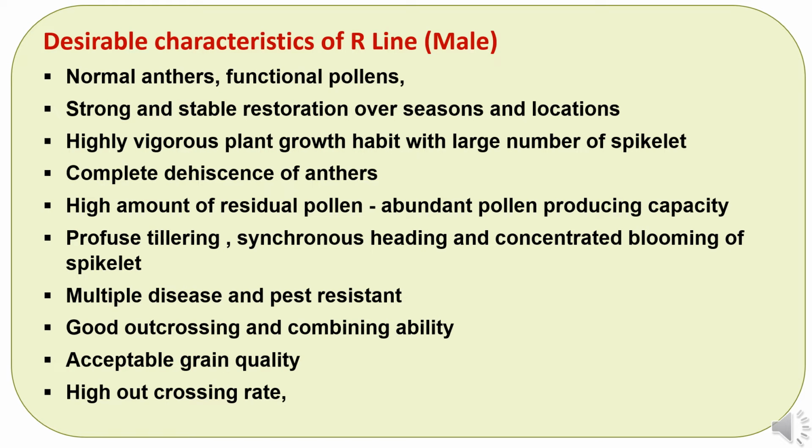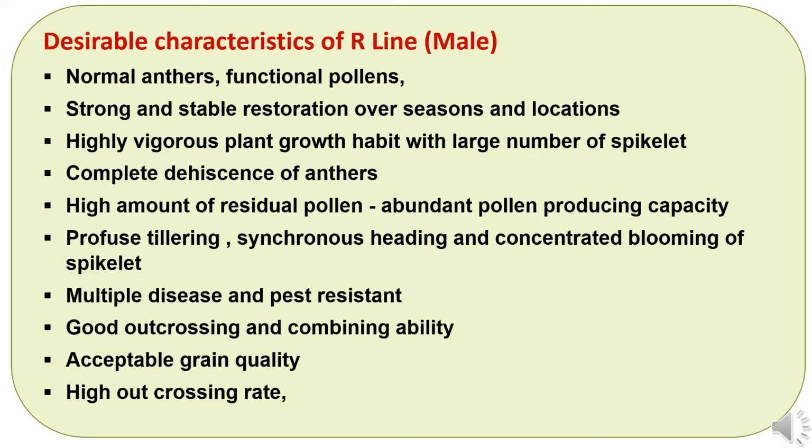In hybrid seed production, A and R lines are used. The R line is very important as far as yield and productivity are concerned. The desirable characteristics of the R line may be defined as having normal anthers with highly functional pollen. There should be a strong and stable restoration capacity over seasons and locations.